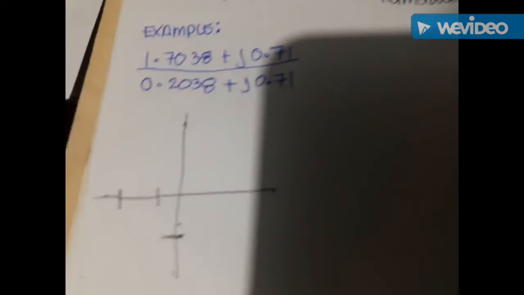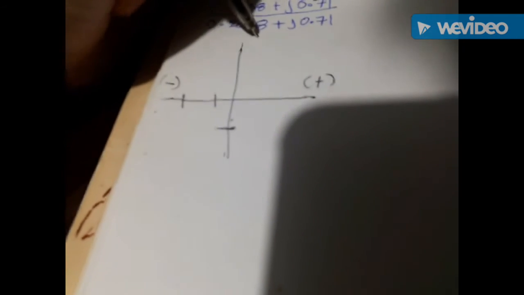So let's solve a problem involving poles and zeros. For example, this number 1.7038 plus 0.71. Our aim is to first make the denominator equal to 0. As observed, this is the real part and this is the imaginary part. So we must have a negative 1.7038, so it will be equal to 0. So let's do this. It is located here, since there is a positive side and a negative side, for the real part and the imaginary part.